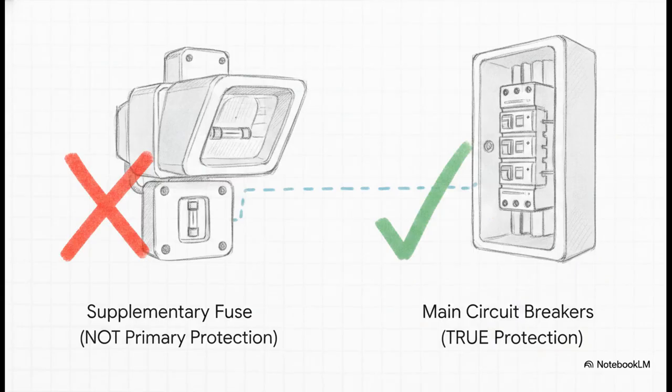Trap number 4. Trying to use supplementary devices as your primary protection. The fact is, supplementary overcurrent protective devices, which are defined in 240.10, do not qualify as branch circuit protection. So don't let an internal equipment fuse, like a tiny little glass fuse inside a piece of machinery or lighting fixture, fool you. The NEC makes it explicitly clear that those supplementary devices absolutely do not replace the required branch circuit breaker sitting back in your main panel board.